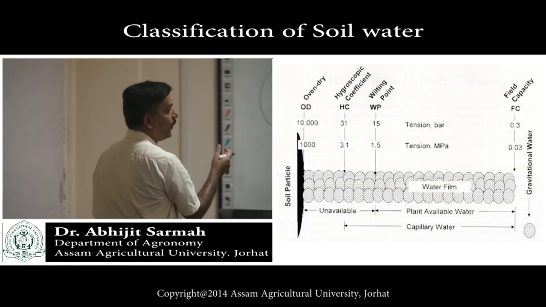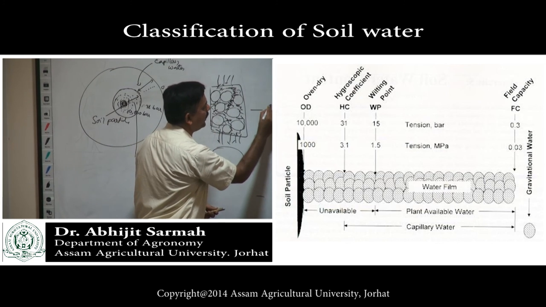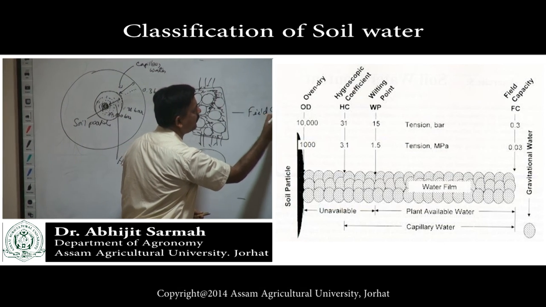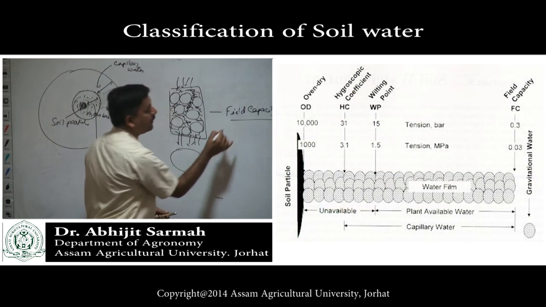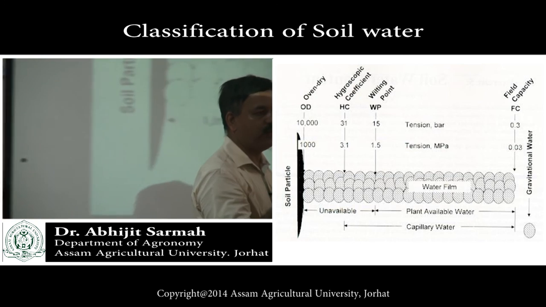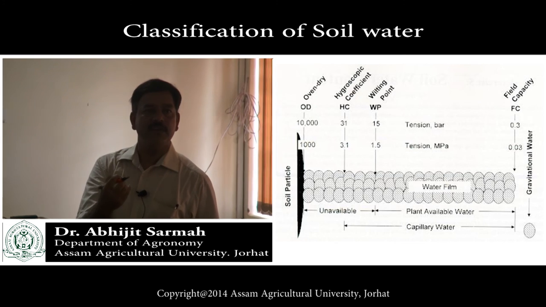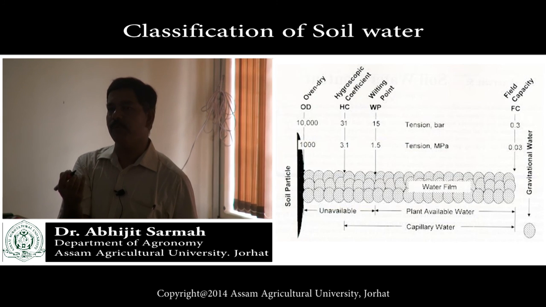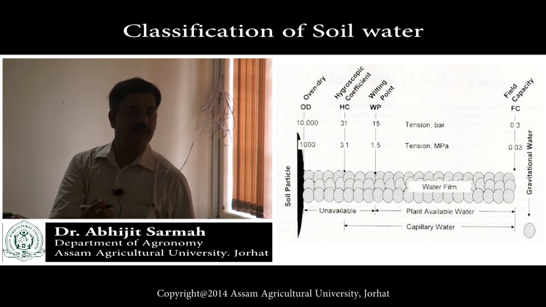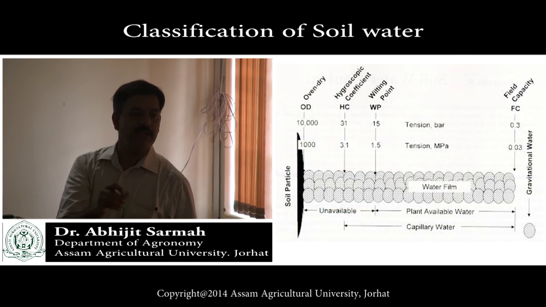At that point, the water content in the soil is called field capacity. So are you getting my point? What is field capacity then? If soil is saturated and allowed to drain, after 2 to 3 days, the water present in the macropores will be drained away due to gravity. So only the water present in the micropores will be retained after 24 to 78 hours. The water content in that state is called the field capacity of the soil.